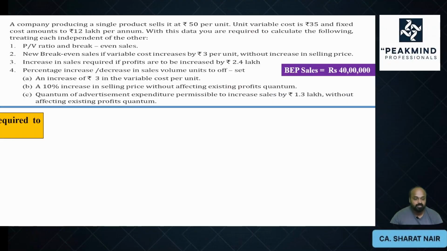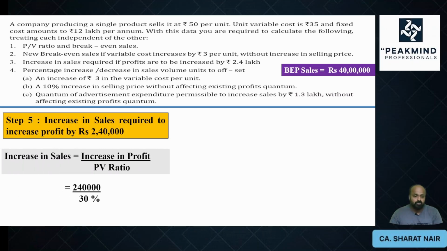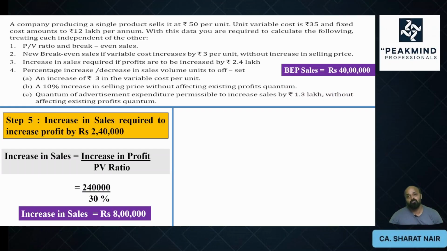Going further to the third part of the question, they are asking about incremental sales to ensure that incremental profit is 2,40,000. So if I want to earn an additional profit of 2,40,000, how much additional sales do I need to make? I just apply the formula: increase in profit divided by PV ratio, which is 2,40,000 divided by my PV ratio. What is my current PV ratio? It is 30%. Please don't take the PV ratio we just computed. All the cases are independent. So the earlier PV ratio, that is 50 minus 35, that is 15, so that's the same PV ratio we have to take. So we get the answer of 4 lakh.